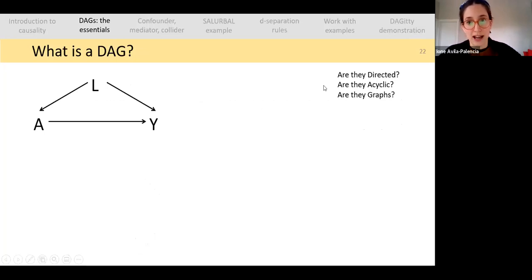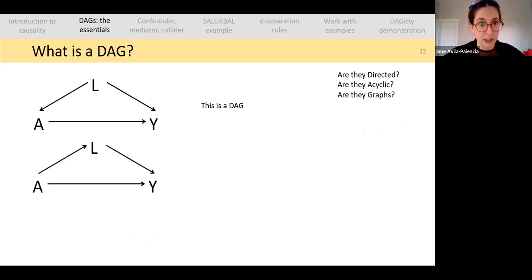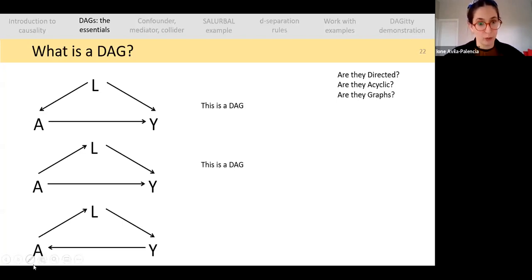Okay, so having said all this, what is a DAG? Is this a DAG? Is this a directed acyclic graph? Yes, it is. Then the next one, here we have a small change. We have changed the direction of this arrow between A and L. So is this a DAG? Is this directed acyclic? Yes, it is. And what about the last one? In this one, we have changed the direction of this arrow between A and Y. So is this a DAG?